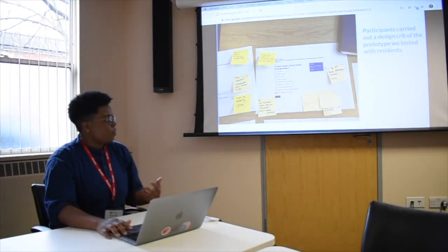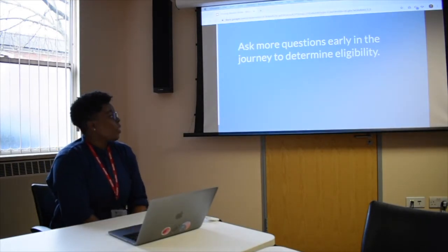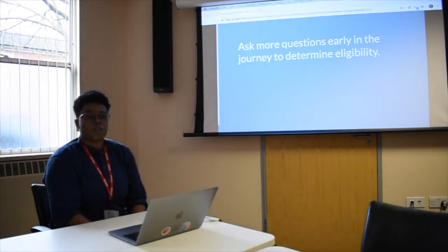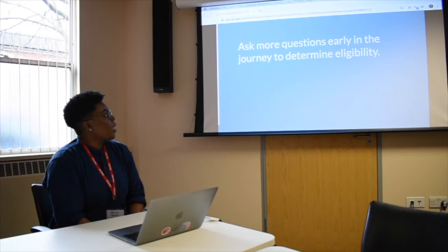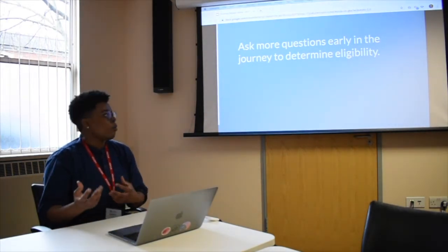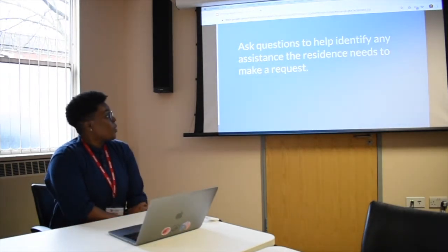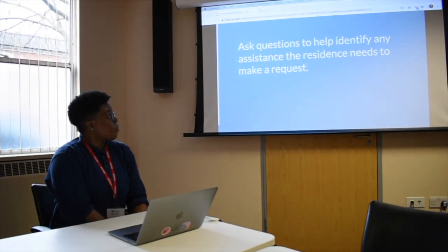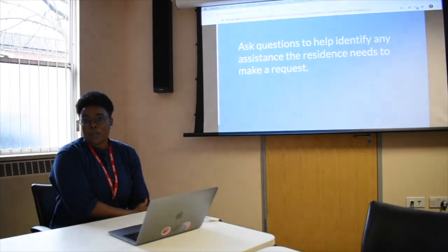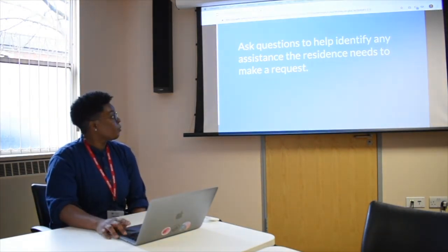In terms of the design crit, what they reported back was to ask more questions earlier in the journey to determine eligibility. They thought the questions we had on the first report a repair page weren't detailed enough to determine whether this person can actually ask for these services. Another thing was to ask questions to help identify any assistance the resident might need to make the request. Even just asking them, do you need assistance with another language, for instance? That was an idea they thought would be useful for us to include.